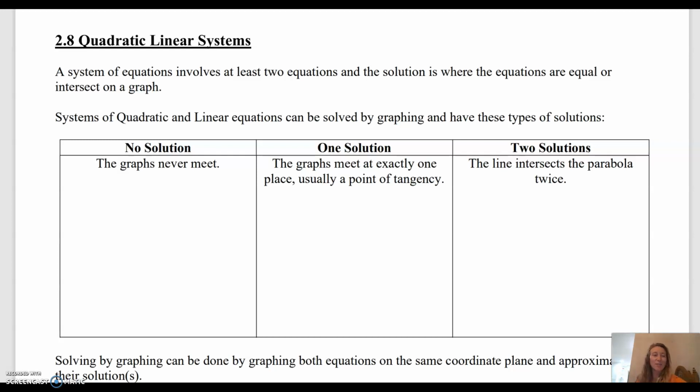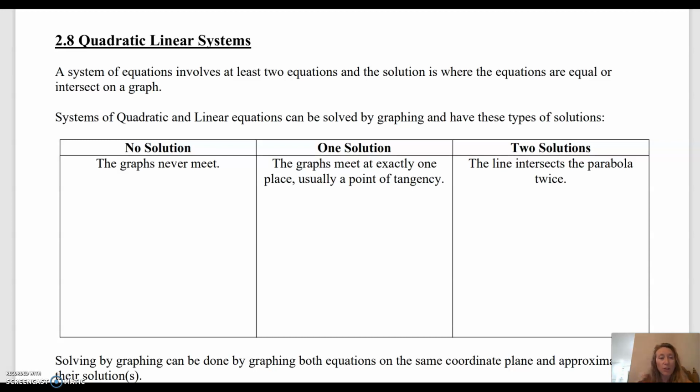Hi students, we are looking at section 2.8, quadratic linear systems, and those are systems of equations, meaning more than one equation, and the solution is where the equations meet or intersect. And we are going to be solving these by graphing, and so let's look at the possible solutions.